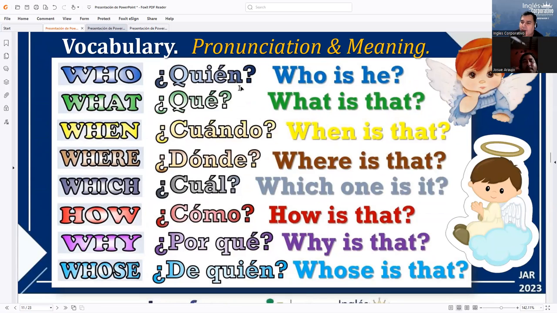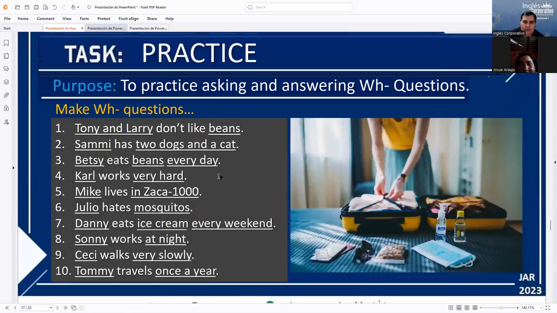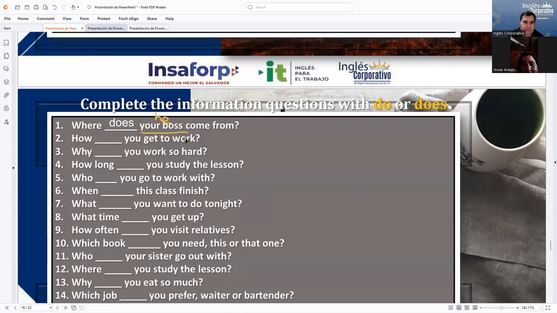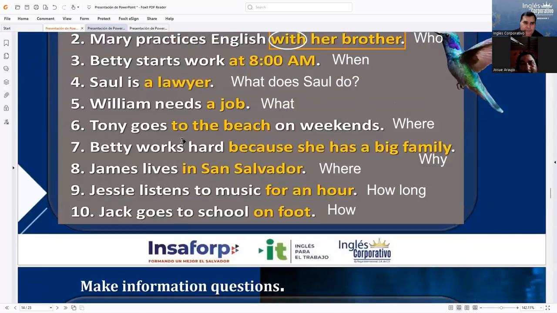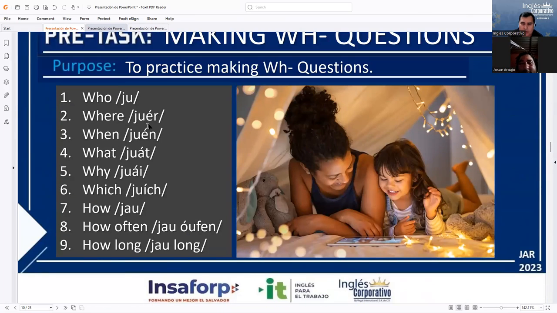Who, quién, what, qué, when, cuándo, where, dónde, which, cuál, how, cómo, why, por qué. Here you have the pronunciation. Who, where, when, what, why, which, how, how often, how long.